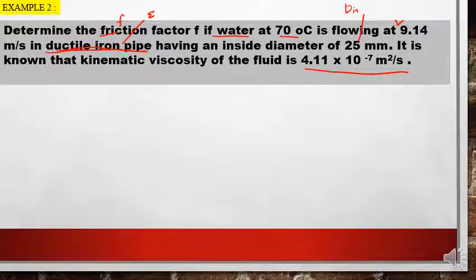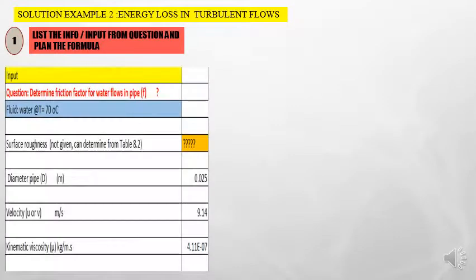Okay, so how can you get the F? Okay, so let's check it out. How can you solve this problem? Okay, so let's take a look at how can you solve this problem for the energy loss in turbulent flow case. Okay, but we're not gonna calculate up to HL. We just want to get the F. Okay, so you just need to list down all the info provided from the question and plan the formula. Okay, so this is the information you have from the question.